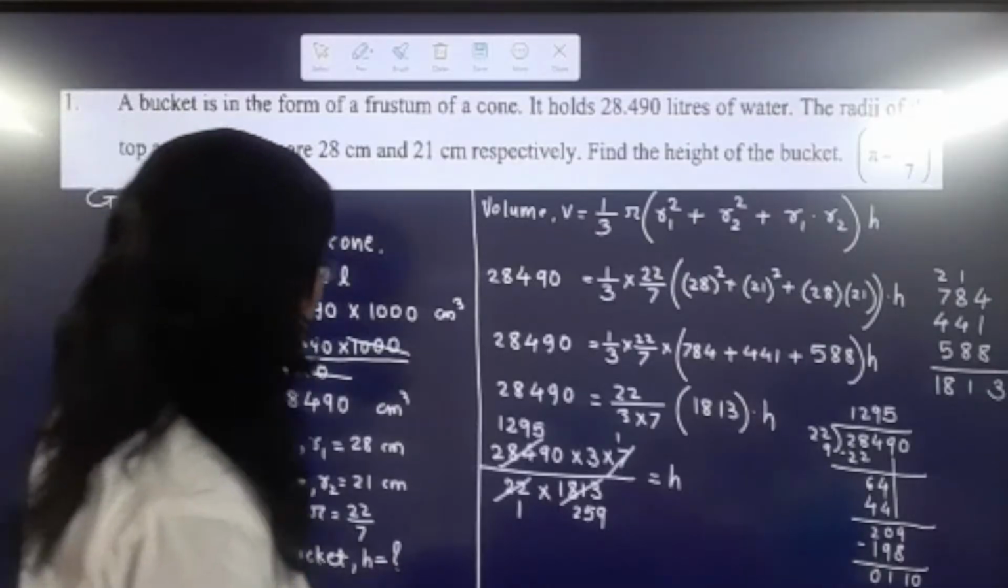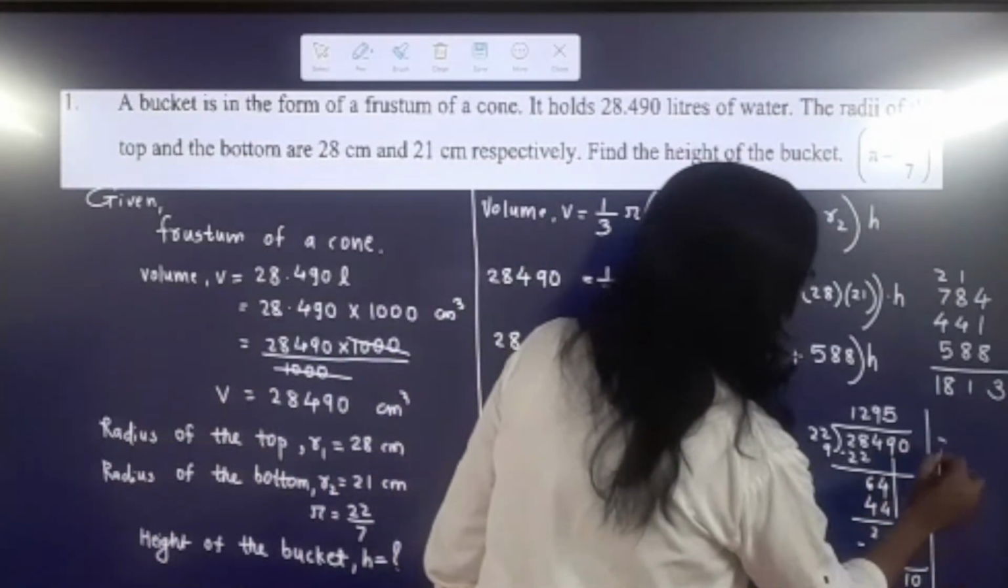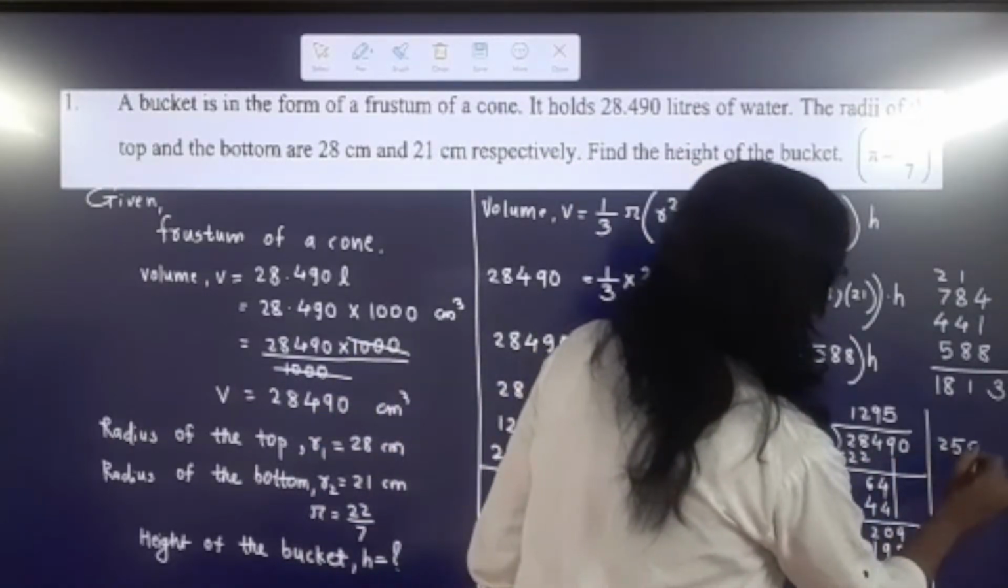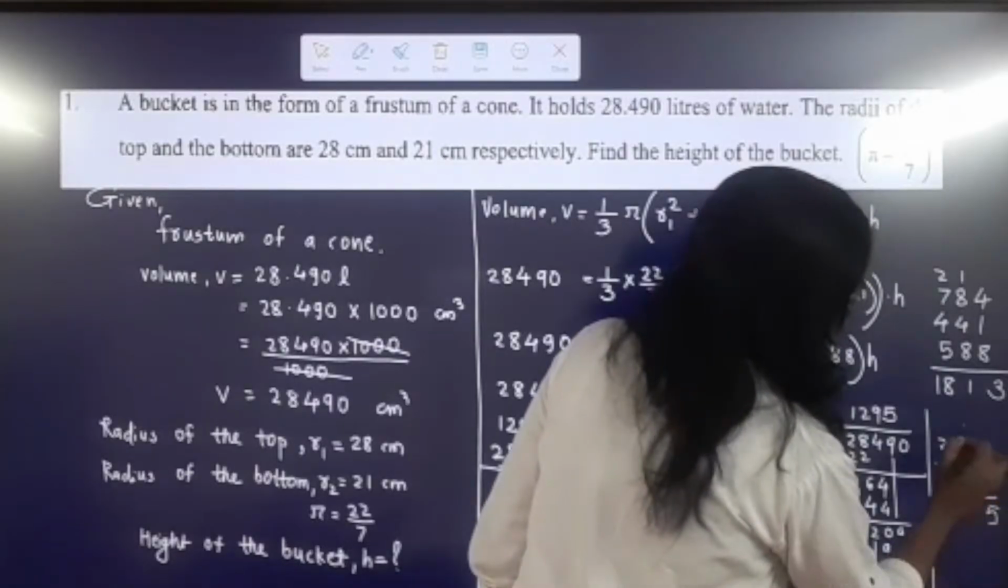And then, students, 259 and 1295. Is there a common factor? 259 multiply 5, that means 45.